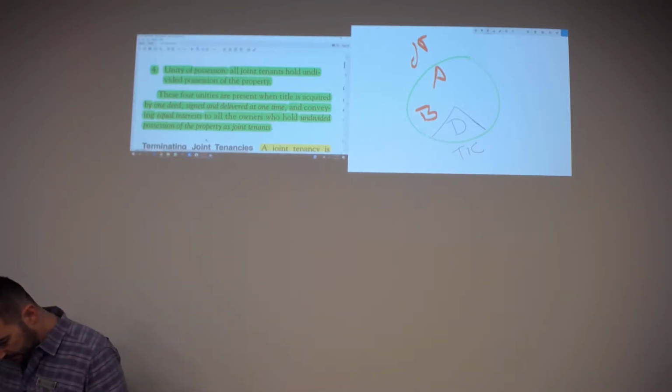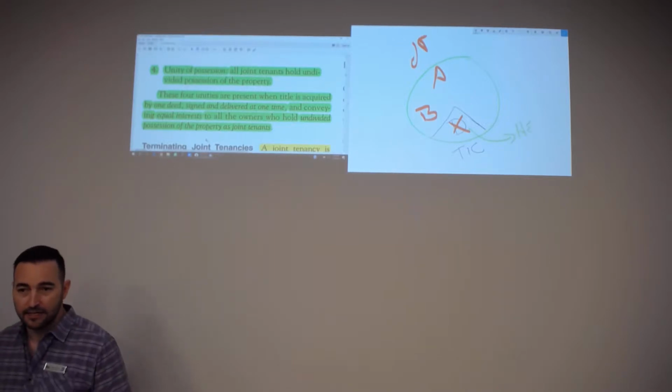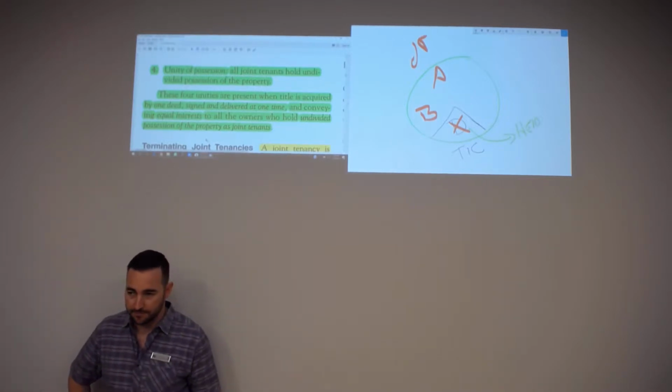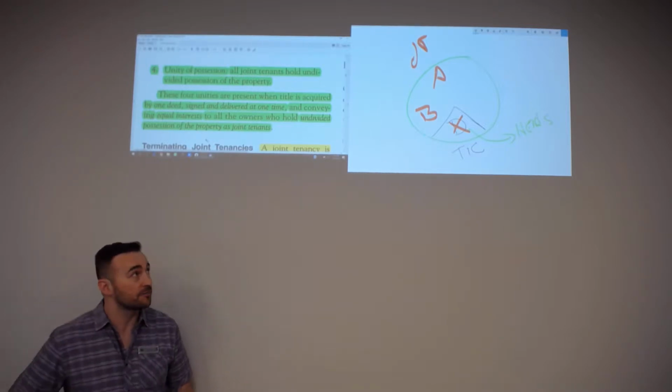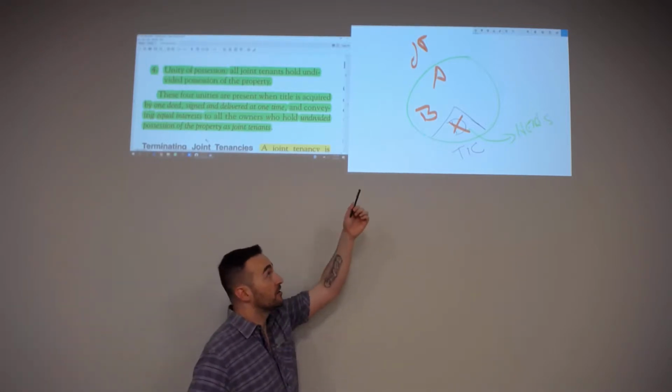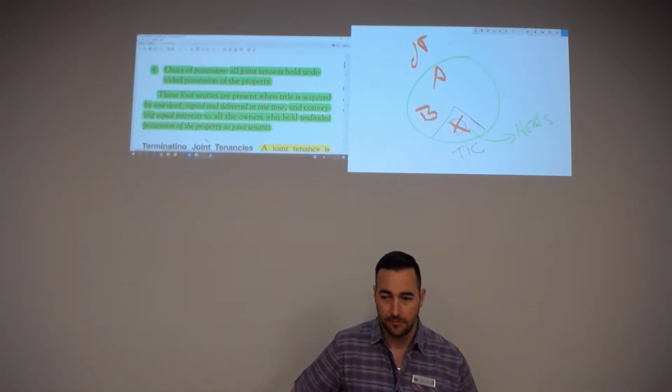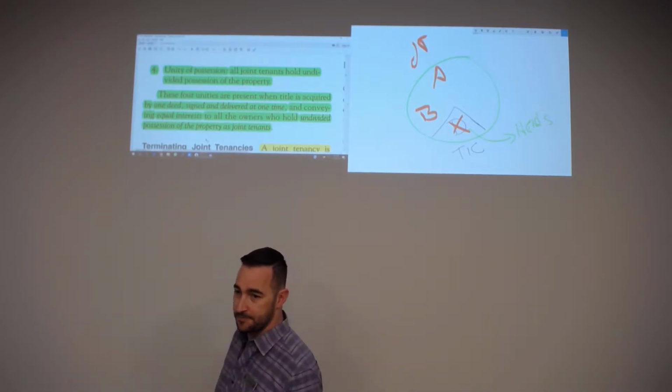If D dies, the shares go to heirs, because they're in a TIC. And the TIC is a separation of interest. There is no right of survivorship in a TIC. The right of survivorship is only in the JT, which are the other members of the group. Correct. Better? All right, cool.